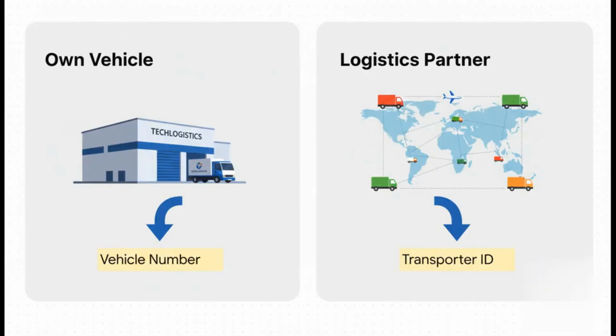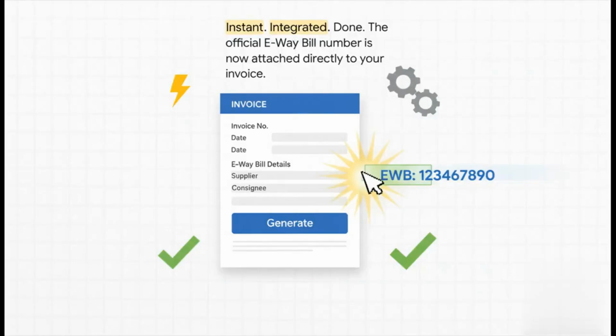All you have to do is complete Part B, which is just the logistics info. It's simple. If you're using your own company truck for the delivery, you just punch in the vehicle number. If you've hired a logistics partner to handle it, you just enter their transporter ID. That's it. You fill in that one piece of information, you hit generate, and bam, it's done.